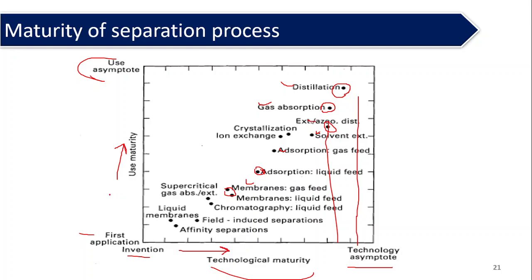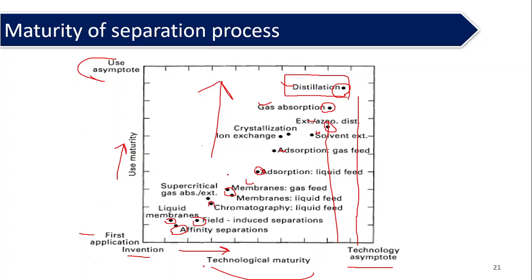And if you go for the use maturity, obviously liquid membranes, field induced separations and chromatography have very little use. If you go to higher values, you will see that distillation is at the top. Either you go on the x-axis, the technological maturity, and you will find that distillation has the highest value, or you go on the y-axis, the use maturity. Even on the y-axis, distillation is the most mature technology.